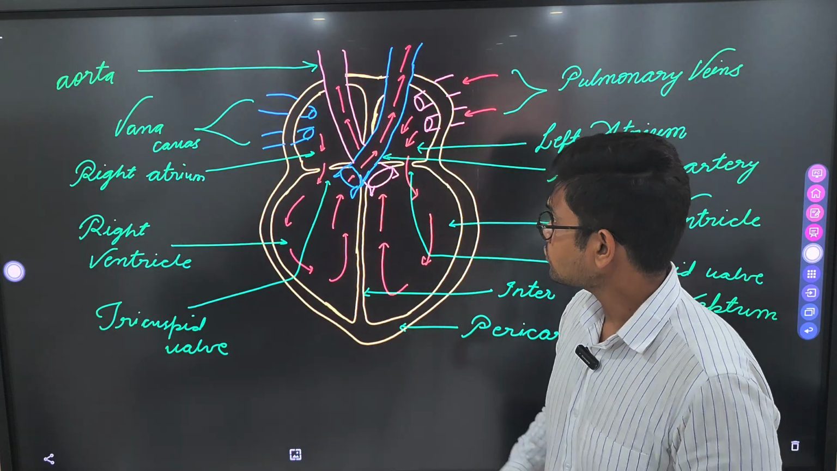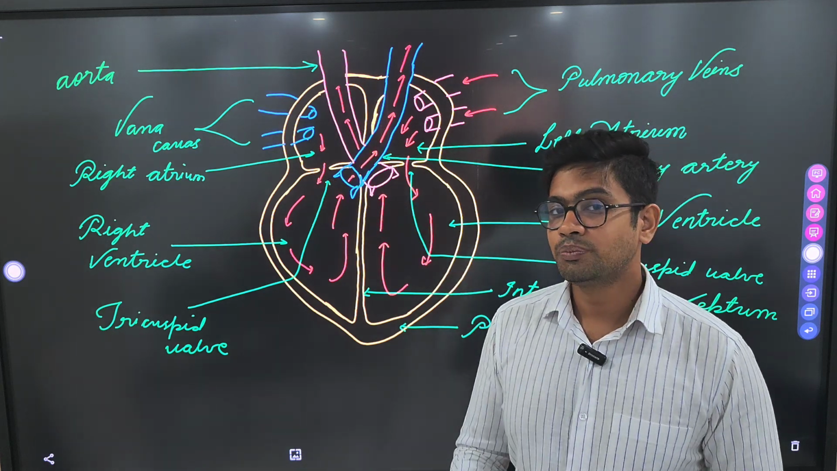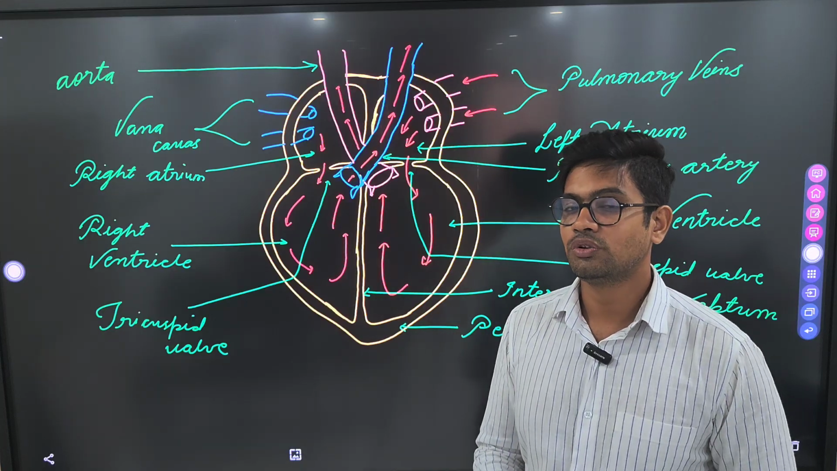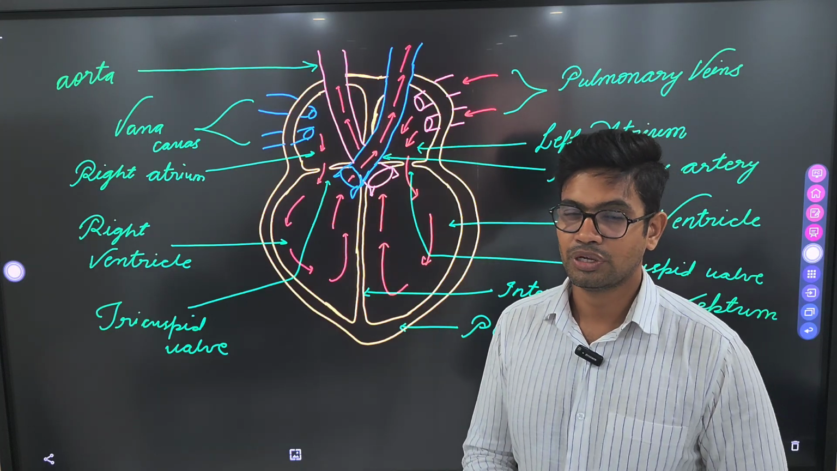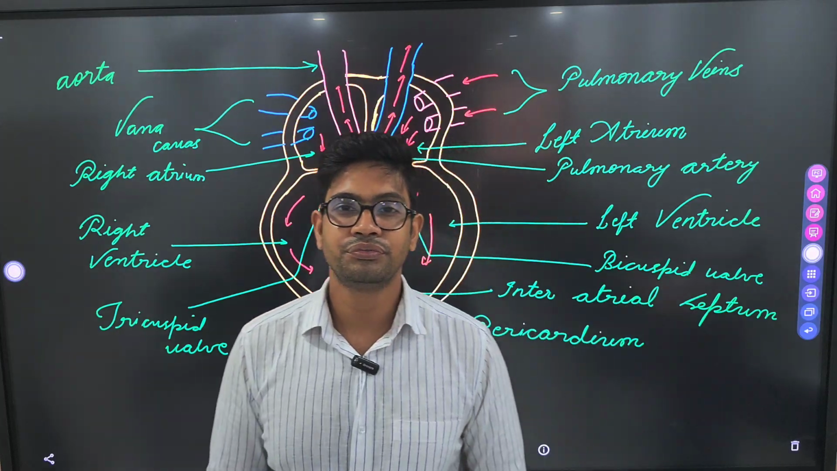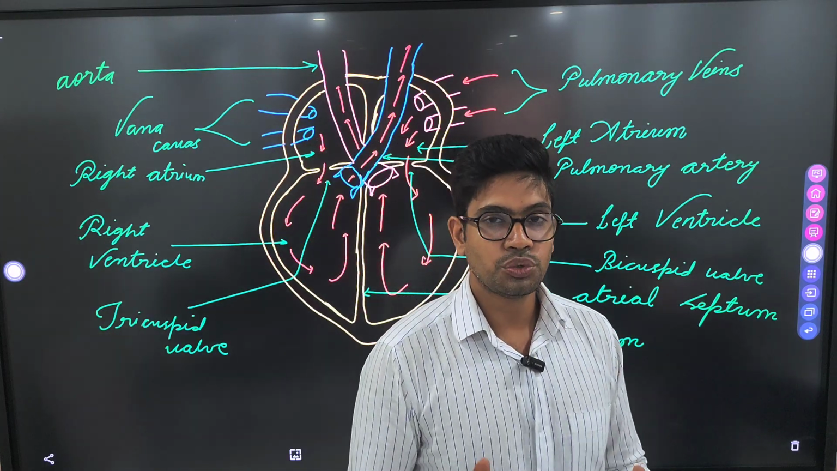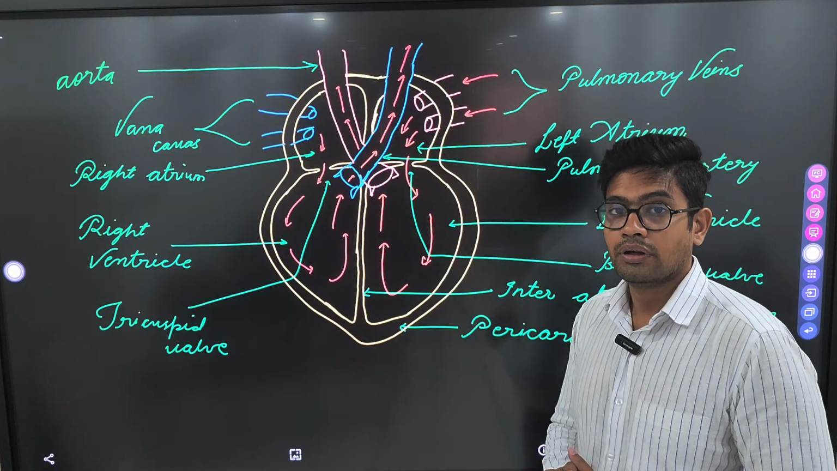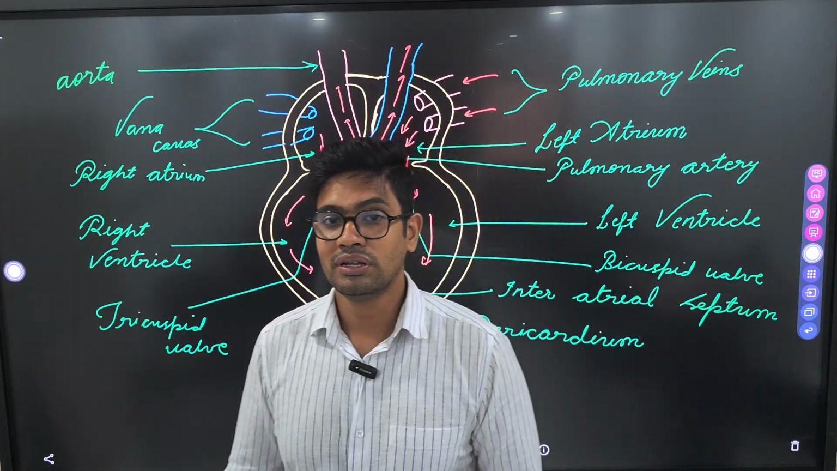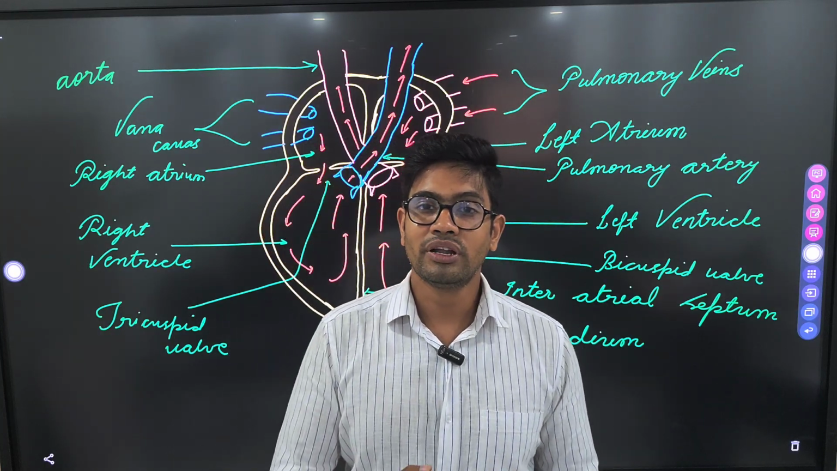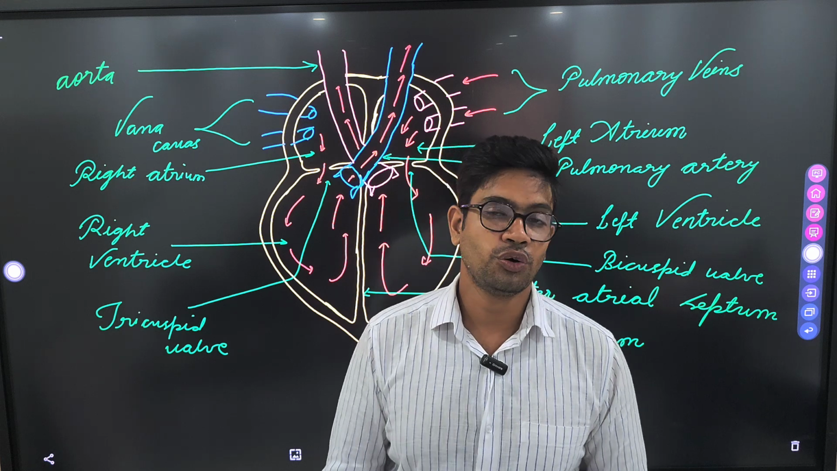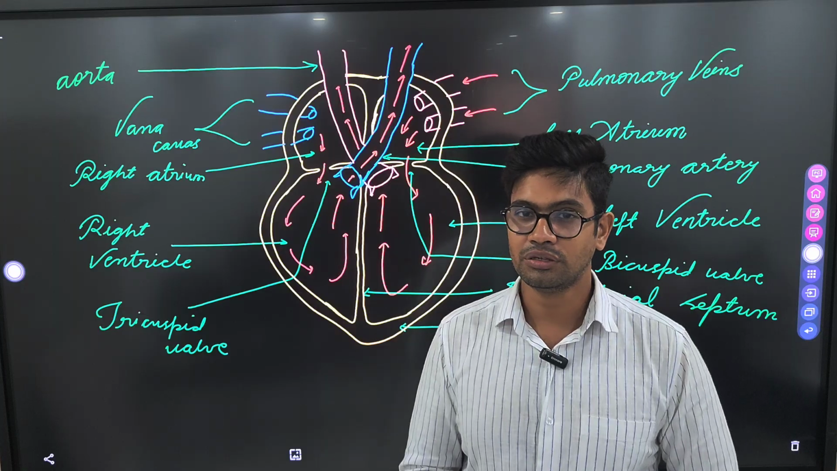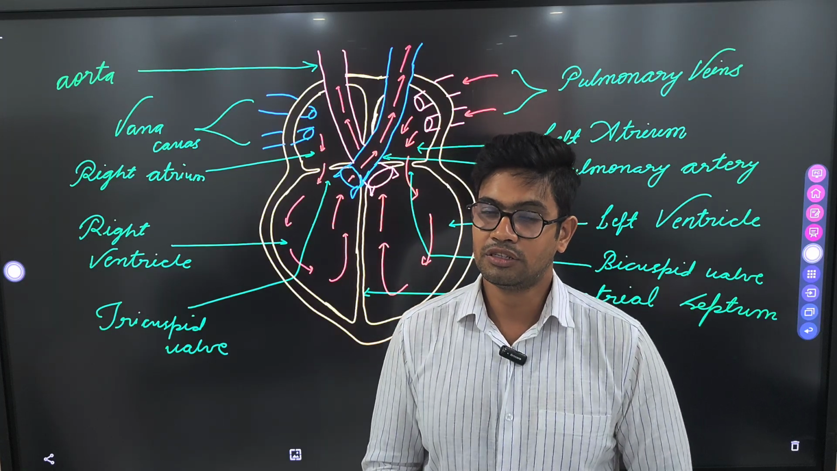Now, whatever pressure the aorta experiences during the ventricular systole and diastole, that is collectively called the blood pressure. When it is measured with the help of a sphygmomanometer, during the ventricular systole it is 120, and during the ventricular diastole it is 80. So 120 upon 80 is called the normal blood pressure of a human being. When it becomes more than 140 upon 100, it is called hypertension. When it goes below 100 upon 80, it is called hypotension.